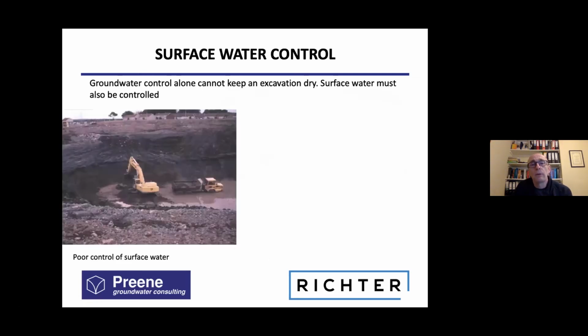Before I go on and talk about groundwater, though, I want to talk briefly about surface water. You know, wherever you're listening to this from, it's going to rain on your site. And if you dig an excavation, if you don't control the surface water, that rainwater will end up in your excavation and it will cause you problems.